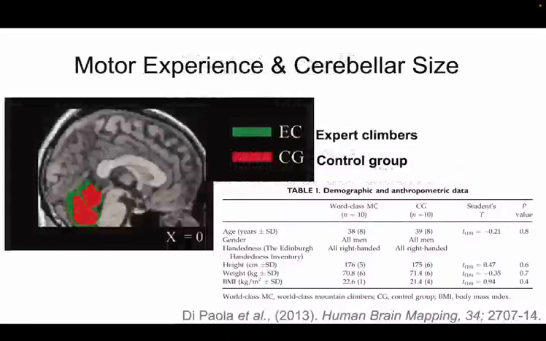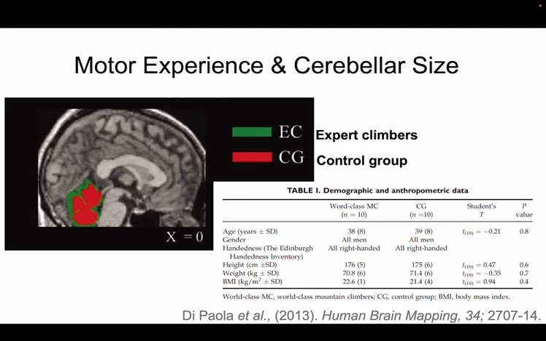In between subjects' designs, this known uniqueness of individual brains can be a problem when making comparisons. For instance, this study was interested in motor experience through climbing and its relation to the size of the cerebellum, which is involved in fine motor control. Researchers recruited 10 world-class climbers and 10 age-matched controls with no climbing experience.